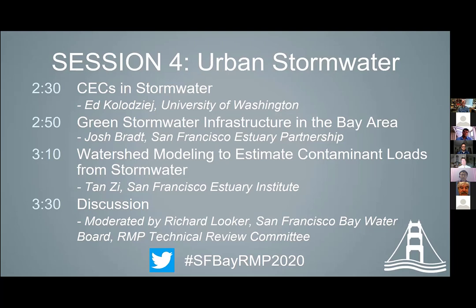The presenters in this session approach urban stormwater at different scales. We're going to start out at the level of the molecule. Ed Kolodziej will tell us how he and his colleagues solved the mystery of which contaminants in stormwater are causing problems for sensitive aquatic species like salmonids. We will then zoom out to the macro scale and get an overview from Josh Bradt on GSI and how these systems are being implemented by Bay Area municipalities and the challenges they face in that implementation. Finally, Tan Zi will inform us about the powerful modeling tools available to assist municipalities in developing optimal plans for GSI implementation. So batting leadoff in our session is Ed Kolodziej.